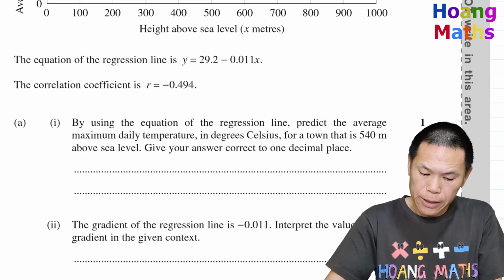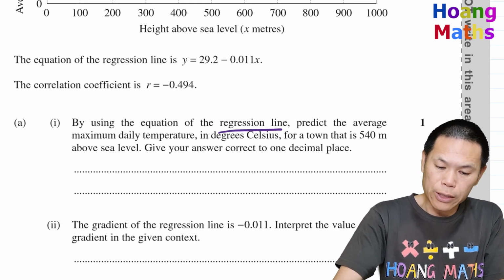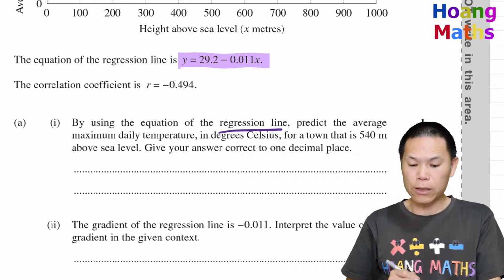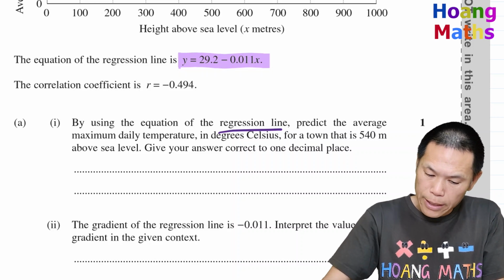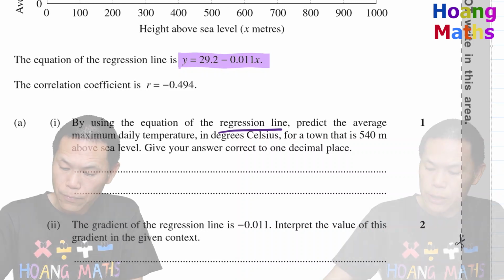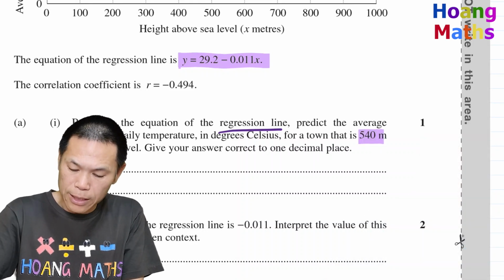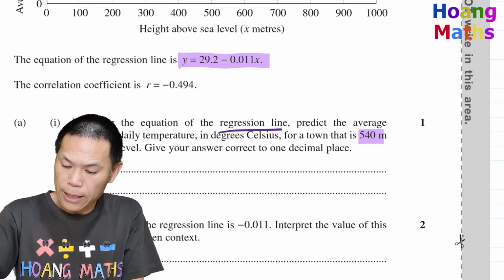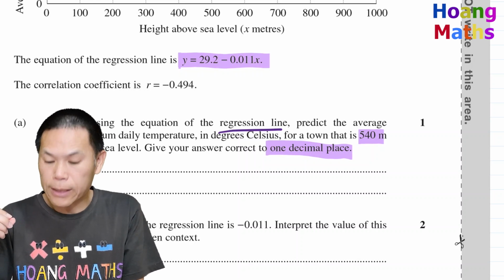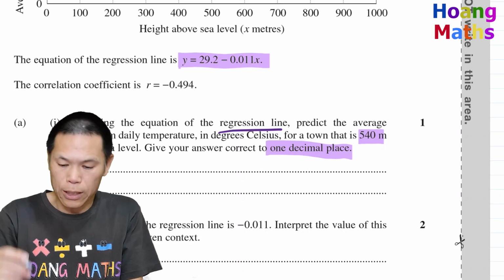So the question is, by using the equation of the regression line, this one here, that's what we need to work with. It says here, predict the average maximum daily temperature in degrees Celsius for a town that is 540 meters above sea level. We need to answer in 1 decimal place. In other words, when x is equal to 540, we need to find the y value.